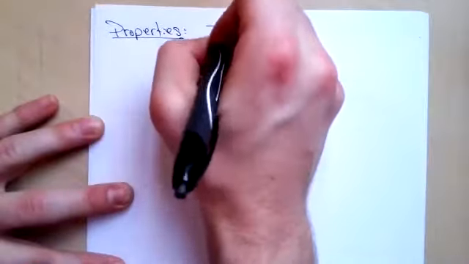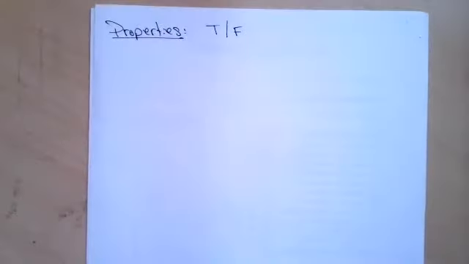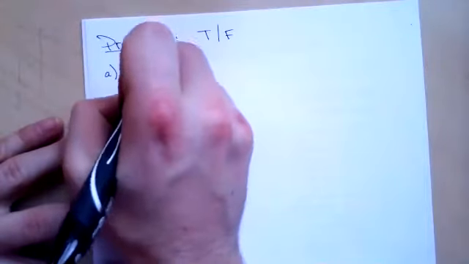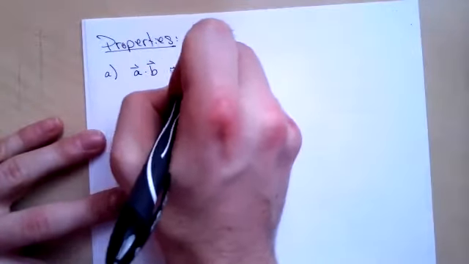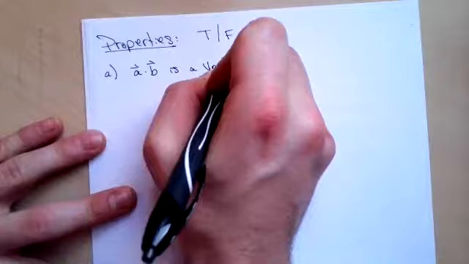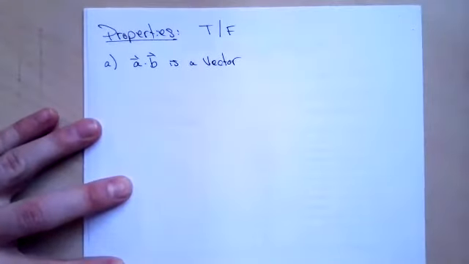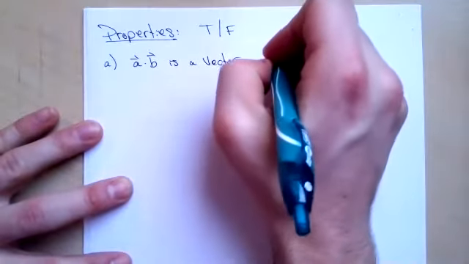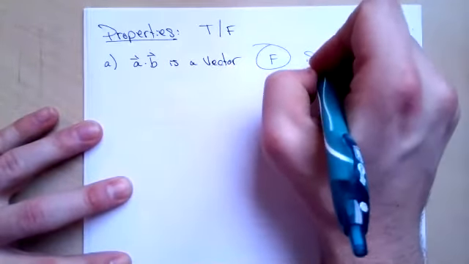So, properties of the dot product. Let's do true false here. All of this is from the notes. We have A dot B is a vector. True or false? This one is false. It is a scalar.